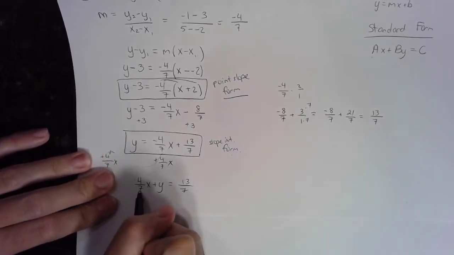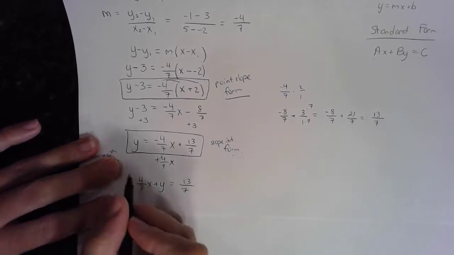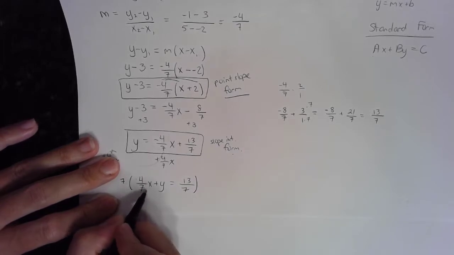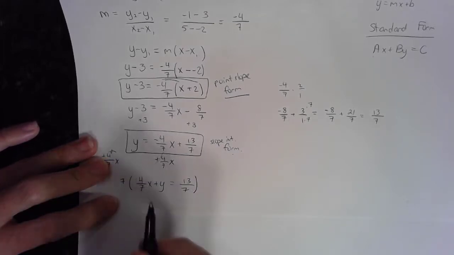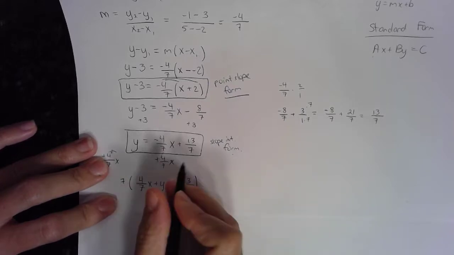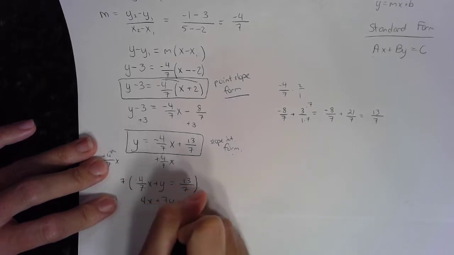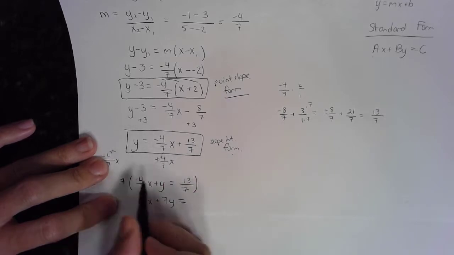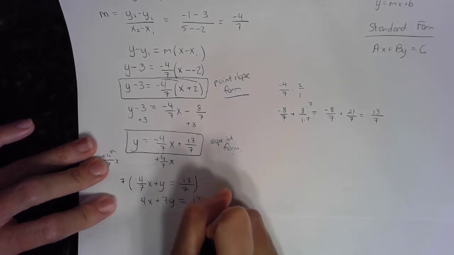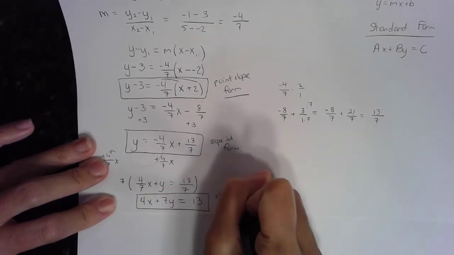So how do I clear out the fraction so that it's leading with a positive whole number? Anytime you want to clear a fraction, you're going to multiply by its denominator. But if I multiply this term by 7, everybody gets multiplied. So that 7 is going to distribute everywhere. So it's going to cancel with this denominator, leaving 4x. And then it's going to get multiplied by this y, so plus 7y is equal to, when I multiply this 7 by 13/7, it's going to cancel with the denominator. And I'm just going to get 13 on the right. And now I have my linear equation in standard form.